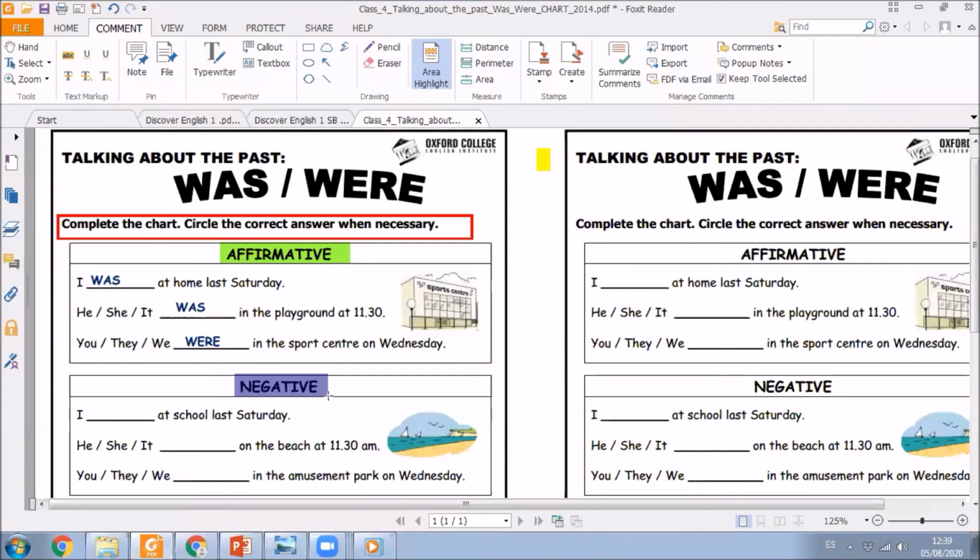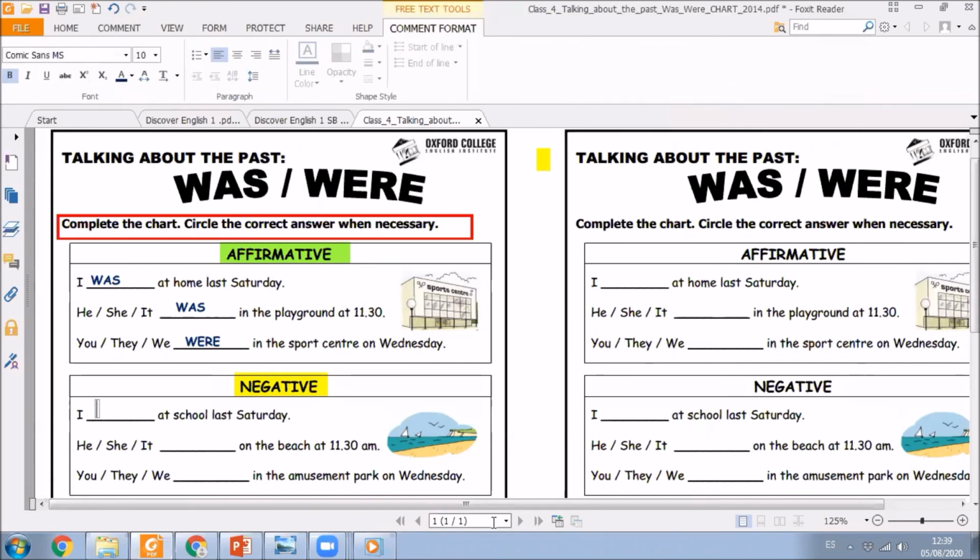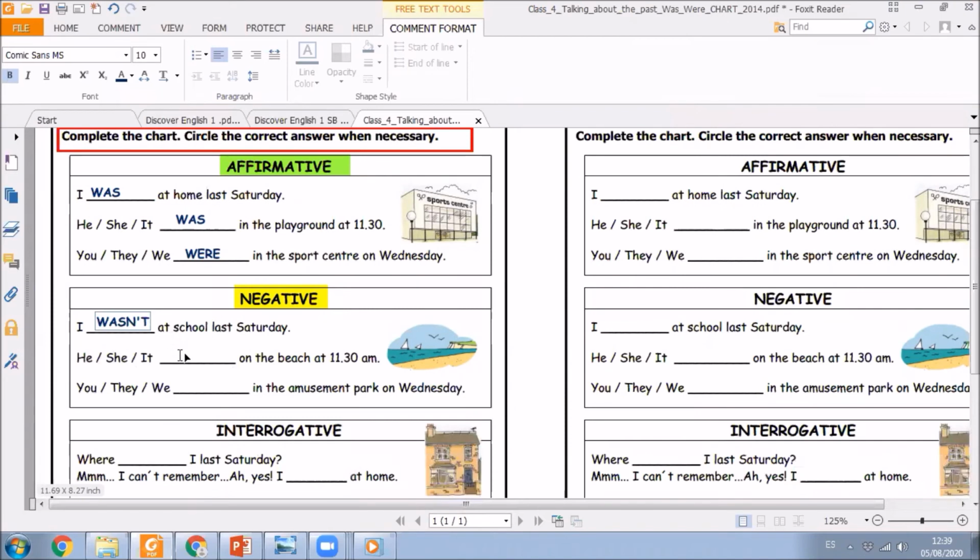So here we have negative, very good. So we can't say was, it's negative. So we are going to say wasn't, very good. I wasn't at school last Saturday. He, she, or it, again, is negative. So we are going to use wasn't again. He, she, or it wasn't on the beach at 11:30 a.m. On the other hand, if we use you, they, or we, in the affirmative we use were. In this case, it is negative. So we are going to say weren't.